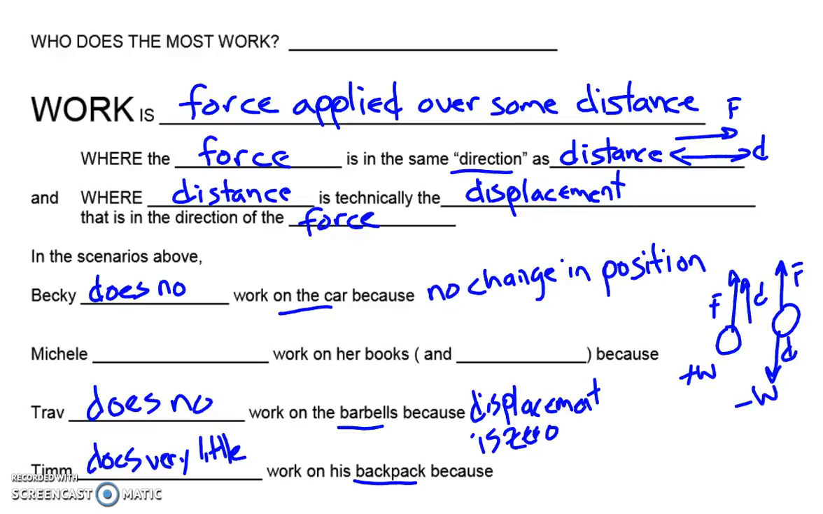Okay, well, hopefully you realize that when she was walking down the hallway, she wasn't really doing any work on the books. That's kind of like the Tim situation. Holding them up at the constant height was not doing any work on them. That's kind of like the Becky situation. However, she did go from the first floor to the second floor. And if she went from the first floor to the second floor, she had to lift the books and herself as she went up the stairs. And since it never said she came back down, it would not be like the barbell situation.